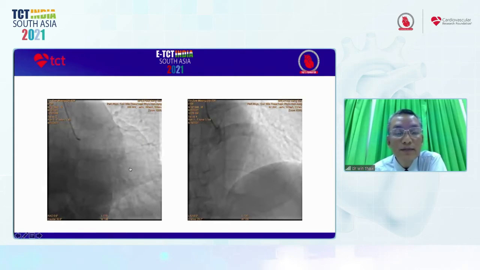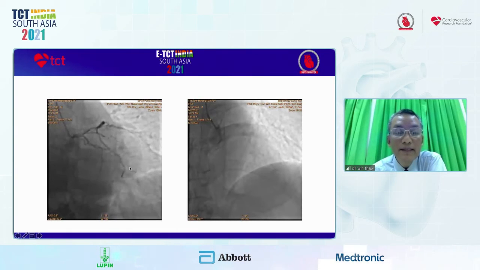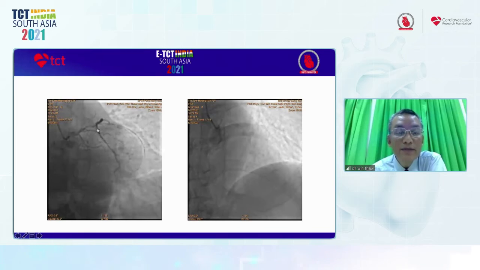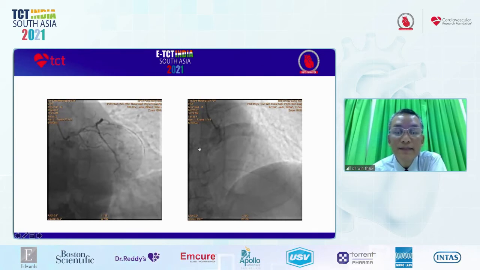I also did my procedure with the right radial approach. You can see that the distal left main to the proximal and mid LAD has a diffuse lesion.